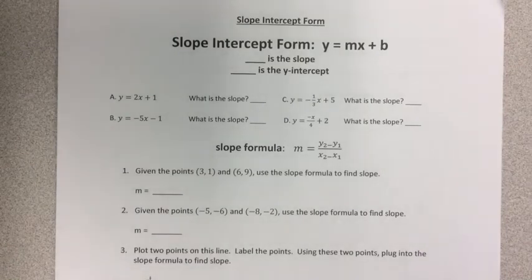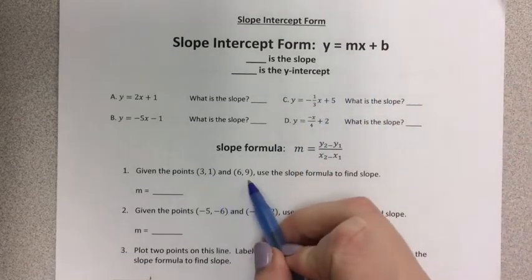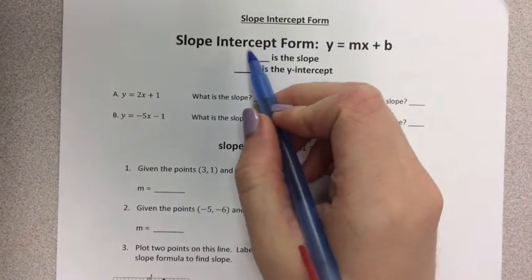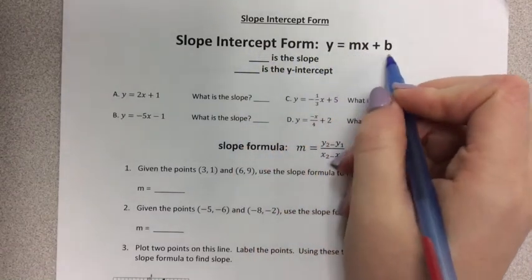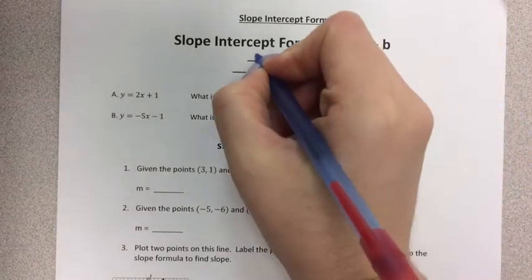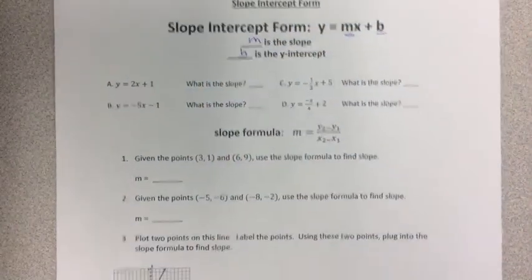Today we're going to be expanding our knowledge about slope by talking about the equation and how to find slope between 2 points. So starting with our equation, this is called slope-intercept form, y equals mx plus b, where m is the slope and b is the y-intercept.